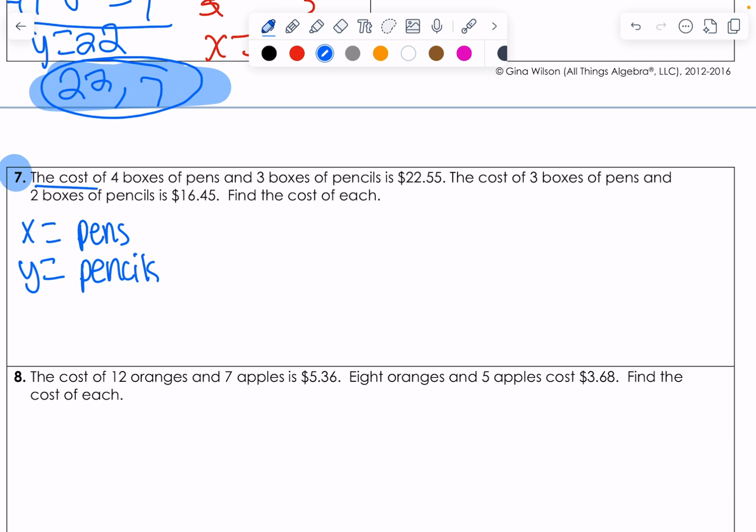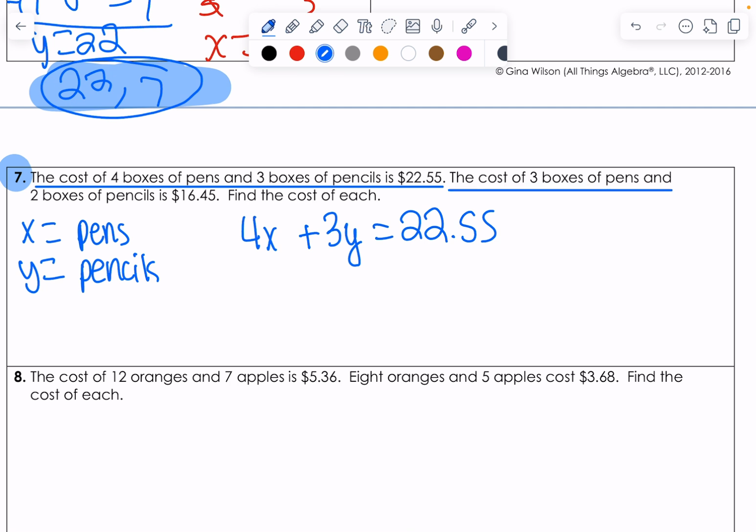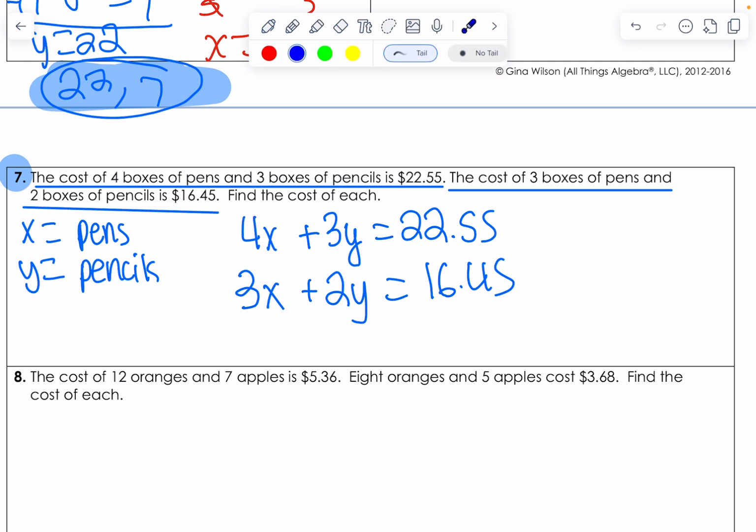Now let's translate this entire first sentence into our first actual equation. The cost of 4 boxes of pens, which would be represented by 4x, and 3 boxes of pencils, we can represent that as 3y, has to be $22.55. Next, let's write our second equation using the second sentence they give us. They say the cost of 3 boxes of pens, which in this case is 3x, and 2 boxes of pencils is $16.45.